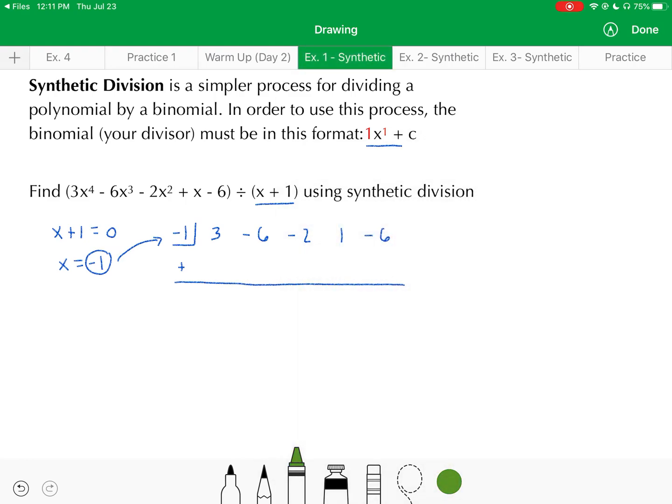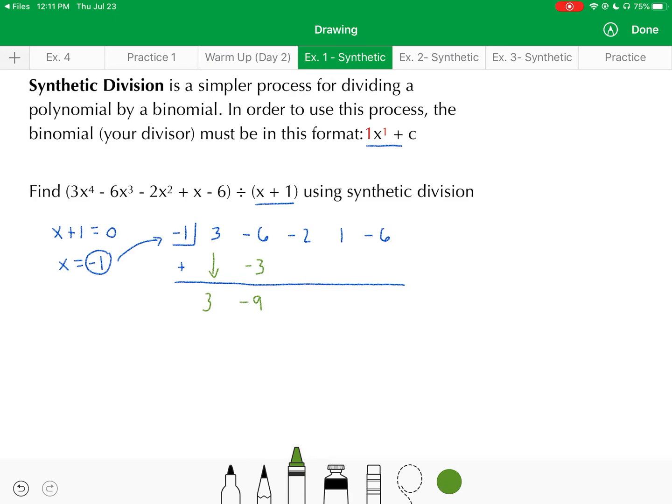And now you start the process of synthetic division. To begin, you'll bring this first number down. Okay, write it below the line. Now you take that number, you multiply it by the number that's in the box. So 3 times -1 is, of course, -3, and you're going to write the result here. Now you're going to add up -3 with the number above it. -3 plus -6 is -9, and now the process starts over.